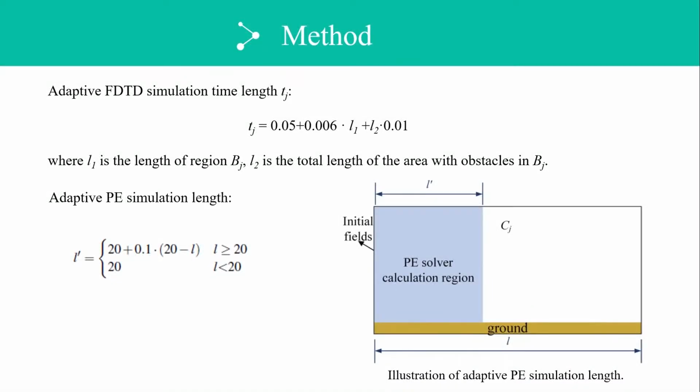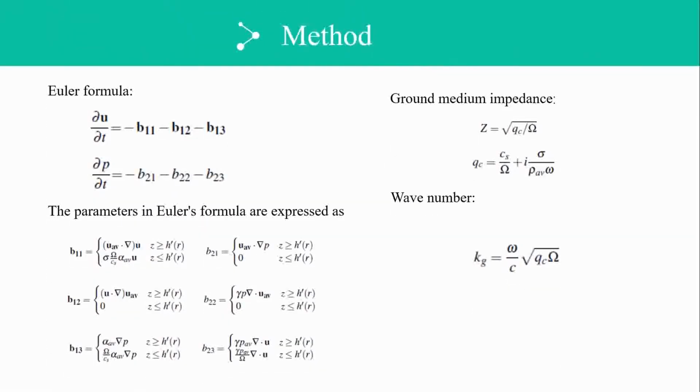Here is the equation for Tg and L prime. Tg is the time length of the impulse response calculated by the FDTD method in region BG. R1 is the length of region BG. R2 is the total length of the area with obstacles in BG. It is unnecessary to calculate the sound pressure value in all areas of CG. We only need to calculate part of the sound pressure data for fitting. We assume that the height of region CG is h and the length is l. Here is the formula we used.